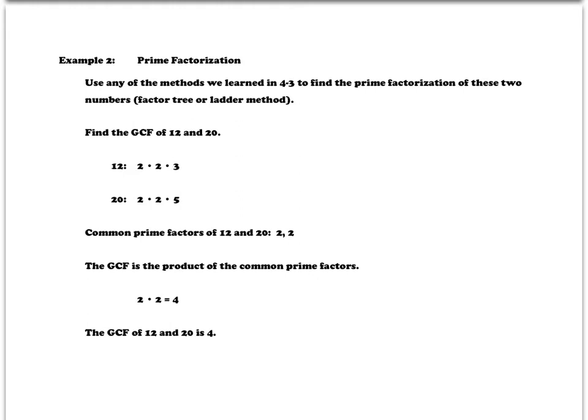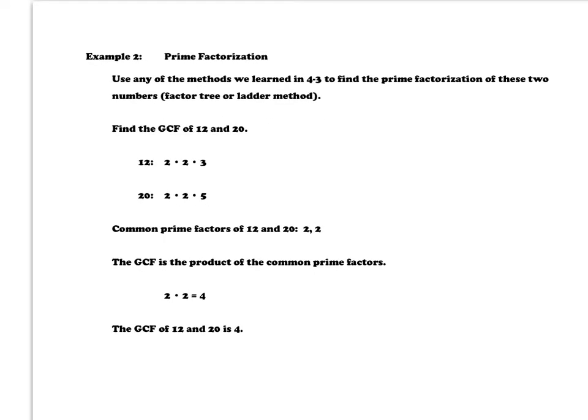Common prime factors of 12 and 20 are 2 and 2. The GCF is the product of these common prime factors, so we multiply 2 times 2 and we get 4. The GCF of 12 and 20 is 4.